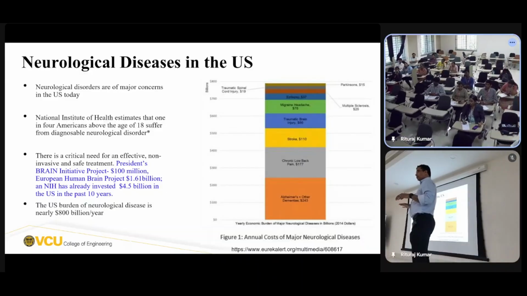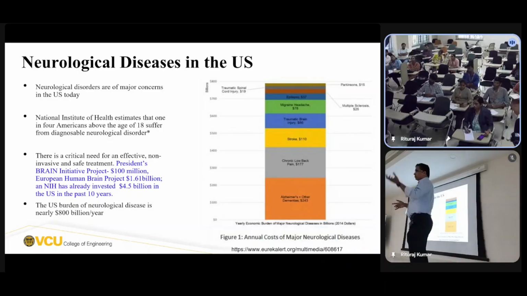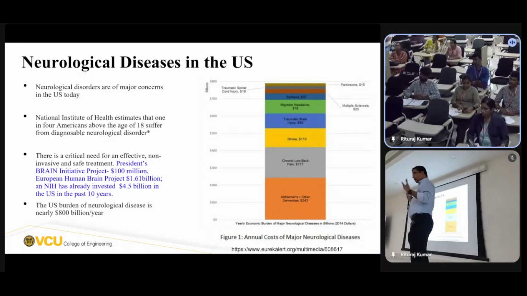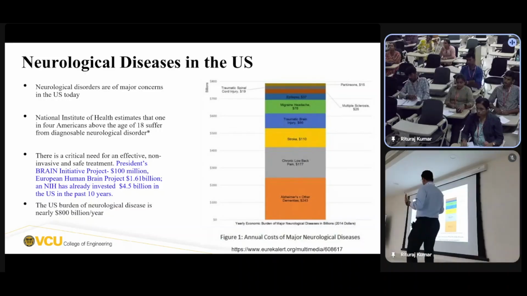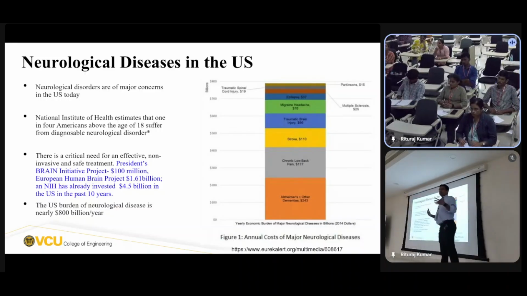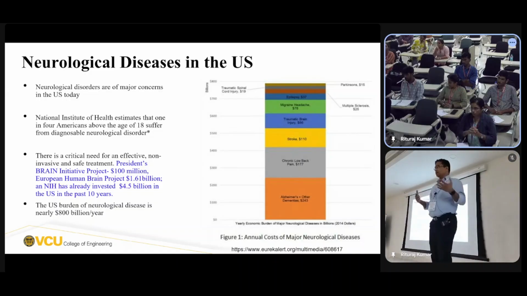Okay? If they don't have it now, they had it before. They have suffered. 1 in 4. That means, with the US population at 350 million, more than 80 million people have suffered some psychiatric or neurological condition. That's a staggering number, right?